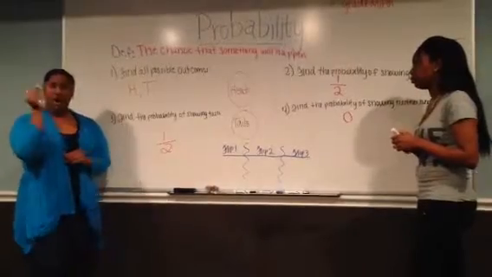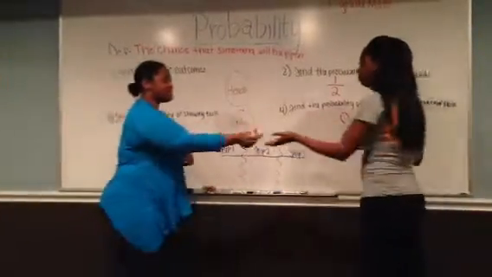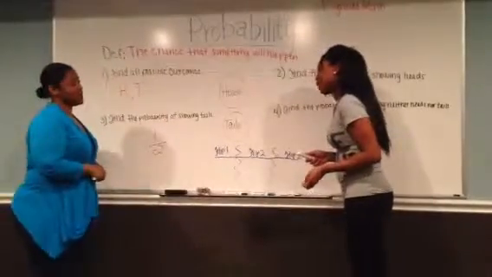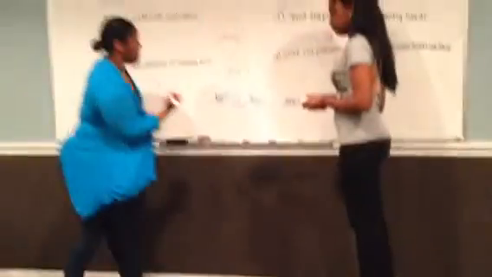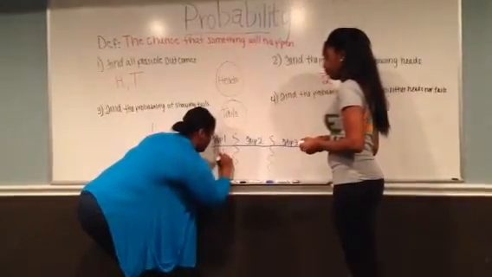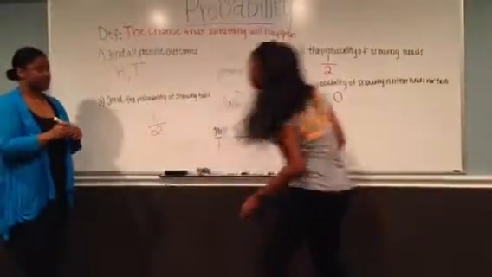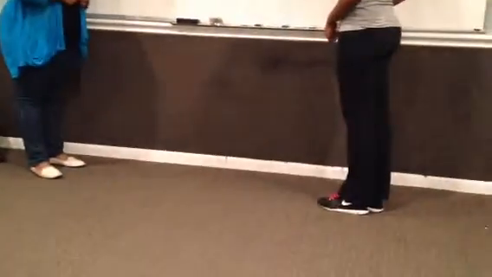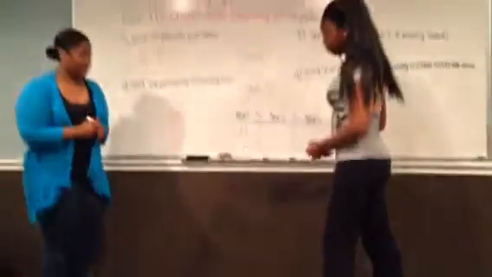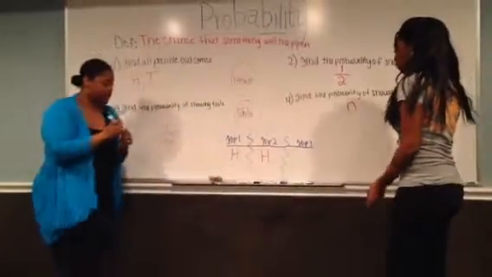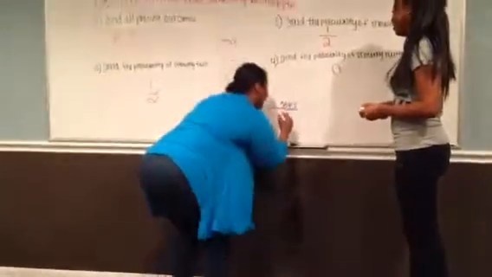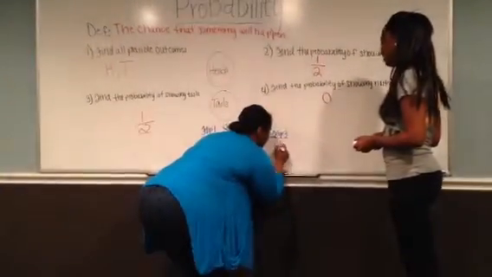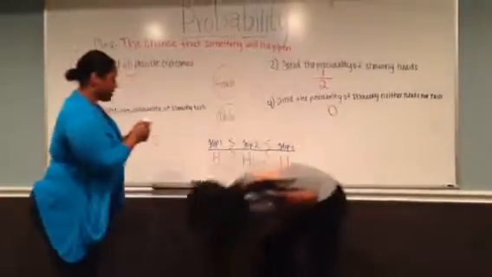So what I'm going to do is hand our fair coin over to Ms. Cannon, and she's going to go ahead and flip. Our first flip is a heads. So go ahead and flip again. Our second flip is a heads again. And our third flip is a heads. Oops.